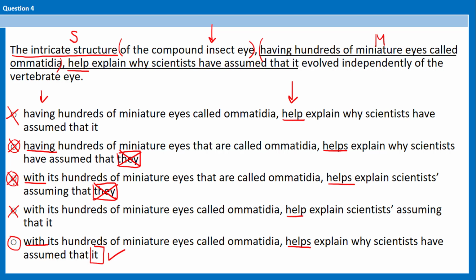Okay, so at the end we end up with the structure, the intricate structure of the compound insect eye with its hundreds of miniature eyes called omnatidia helps explain why scientists have assumed that it evolved independently of the vertebrate eye. Okay? By the way, the prepositional phrase with its hundreds of miniature eyes called omnatidia refers to the compound insect eye. Okay, it's modifying that.